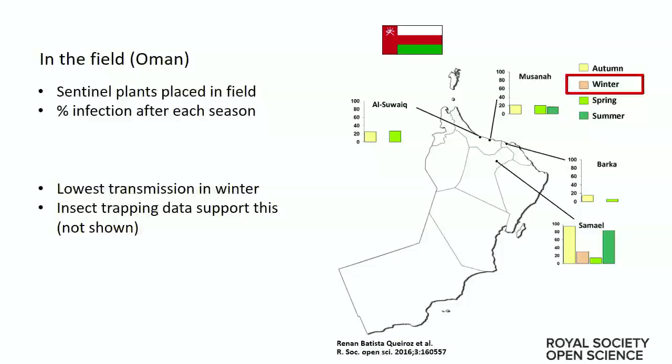And we also did some field work. We monitored, used sentinel plants. So healthy plants were left in the field for winter or spring or summer, so for 3 months in each case. And we looked at what they picked up in terms of phytoplasmas. We got similar data also from yellow sticky traps of insects. What we found that's most important is that in the winter, there's very little transmission here.